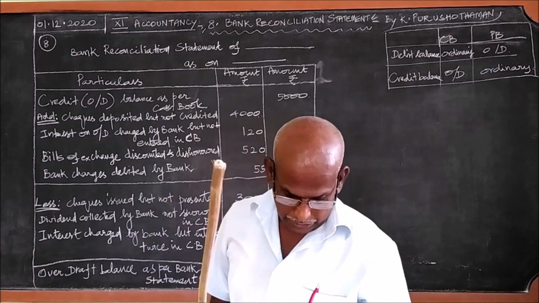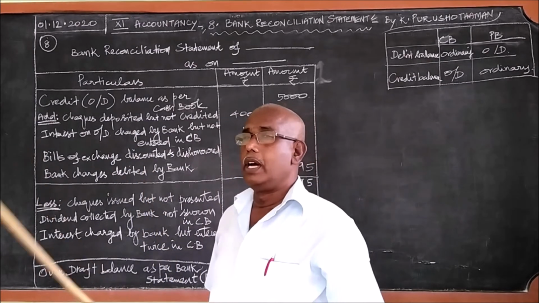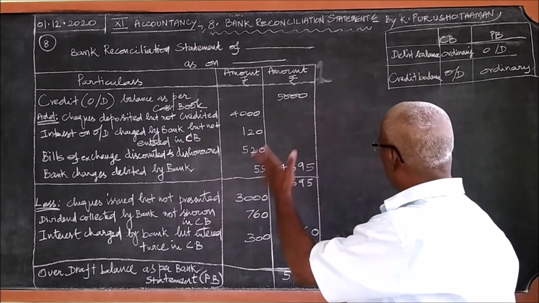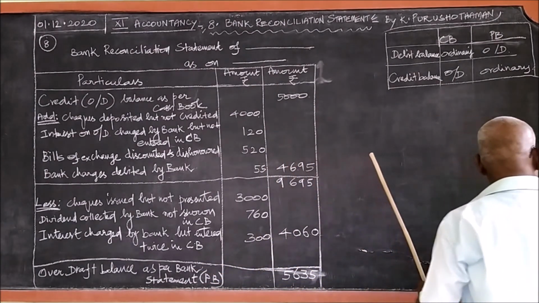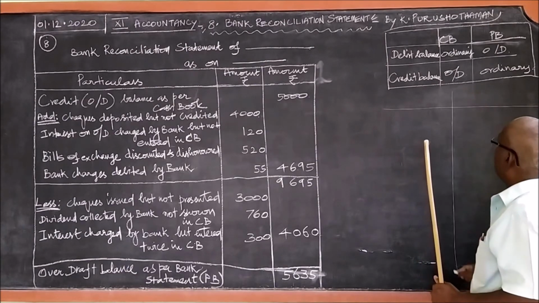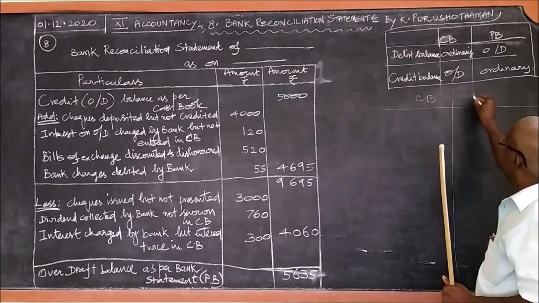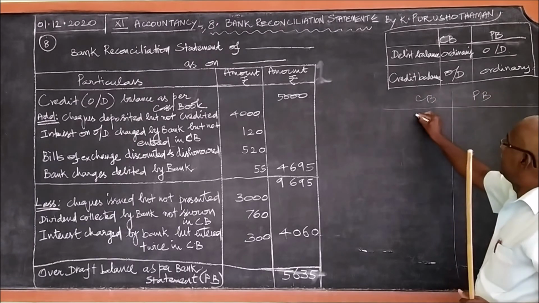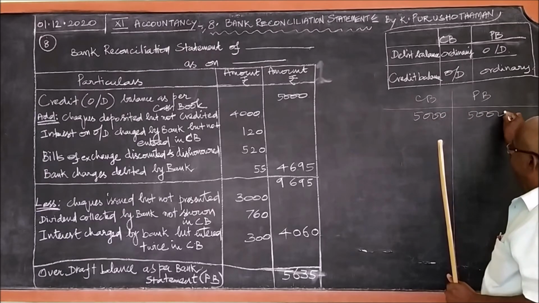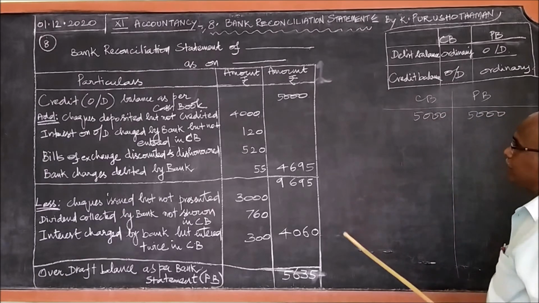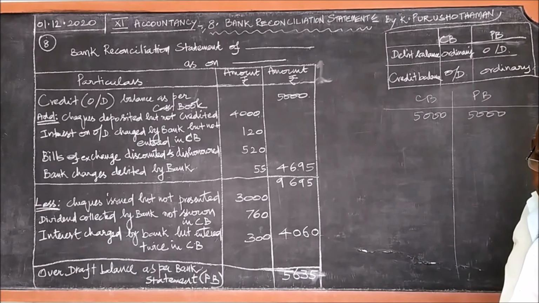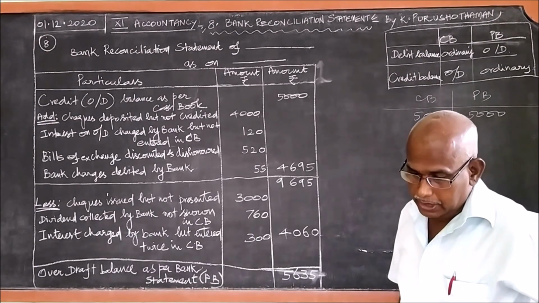The first one, checks issued but not presented for payment. Check issued, that is, the business issues the check. Once the business issues the check, what happens in the cash book and the passbook? Actually the balance, equal balance, what is supposed to be is 5,000. Now check is issued. Check issued but not presented for payment. That is the first condition.